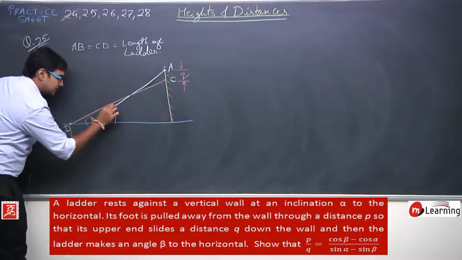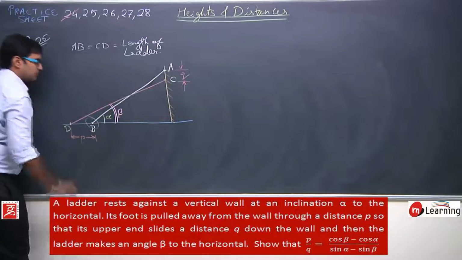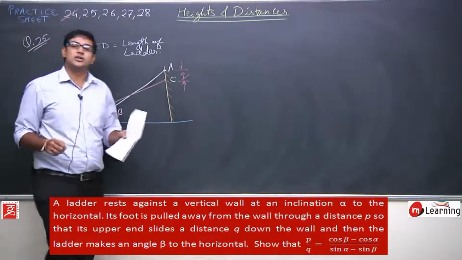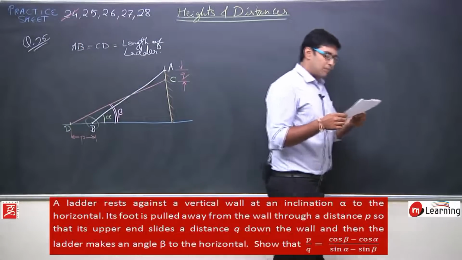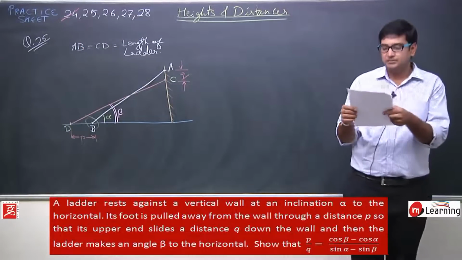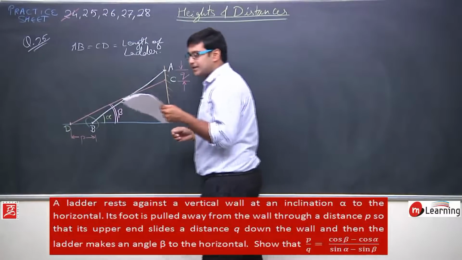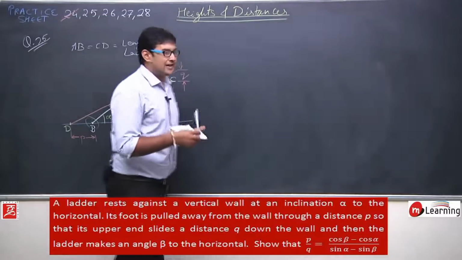I mark it like this. This is the new angle and this angle is beta. Beta is the new angle that this ladder makes with the horizontal. Okay. Further it says, show that P upon Q is equal to cos beta minus cos alpha upon sin alpha minus sin beta. So now we have drawn the diagram, and what is our task?